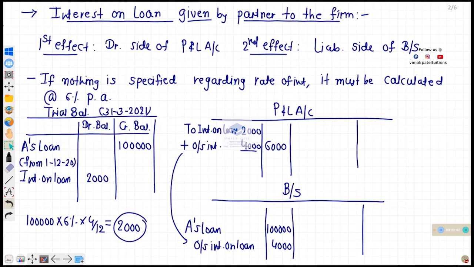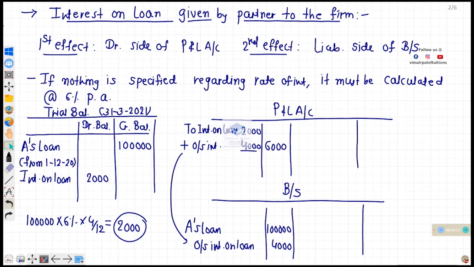Then suppose it is said that goods worth rupees 10,000 were distributed as free samples. So it will have two effects. From purchase you will subtract goods distributed as free sample 10,000. Second effect, on the debit side of P&L account it will be added to advertisement expense. And if no advertisement expense was given separately, it will be shown as advertisement expense 10,000.